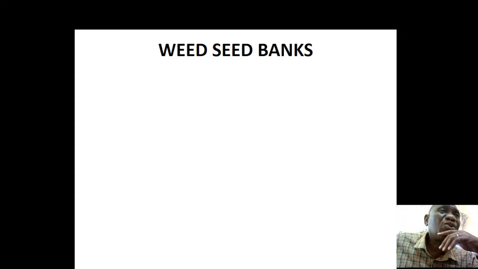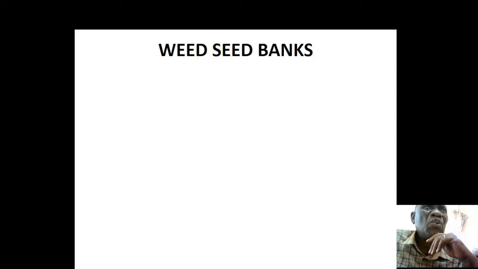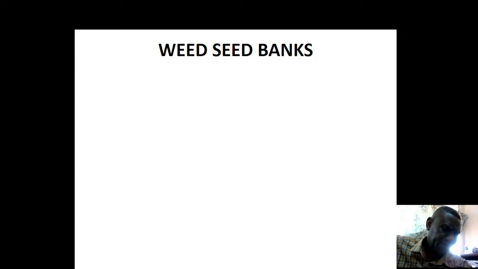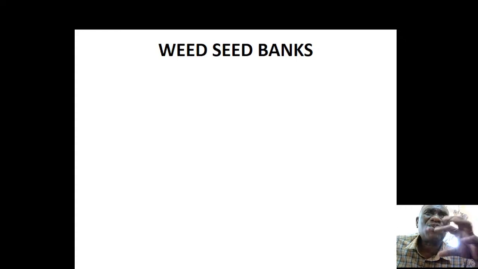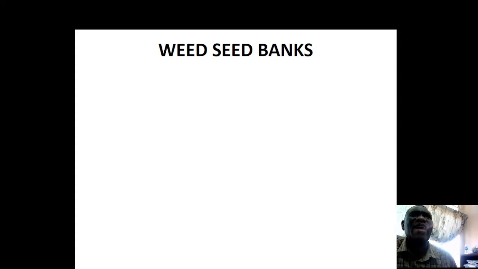Okay, we now want to talk about weed seed banks. Now, weed seed bank is actually the soil where most of the seeds will reside after shedding from the plants. From various studies, we now know that these weed seeds can remain for a long time.